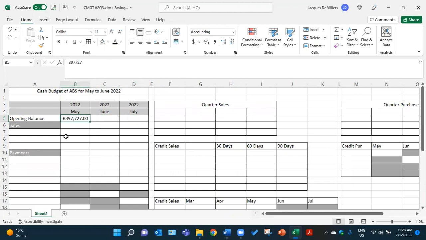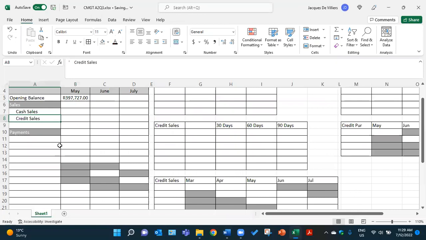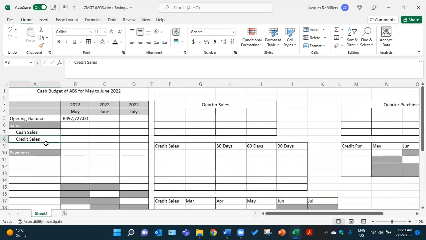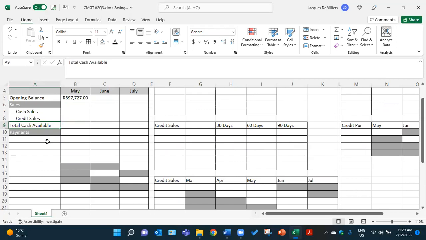Okay. Then the first item that we saw was sales, but we know that we have to distinguish between cash sales and credit sales. The money that's actually coming into our account, and then the opening balance together with the cash sales and the credit sales that we are collecting from previous months will actually give us the total cash available. Okay, then we have payments.